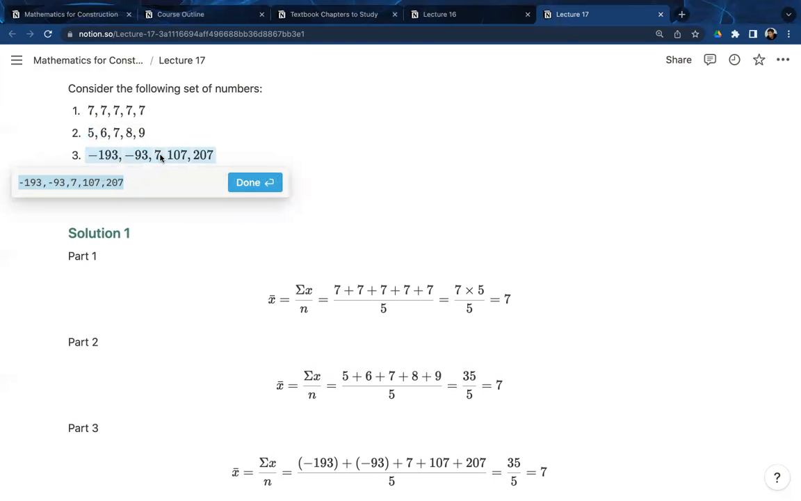But look at this one, the last one. The mean is 7, but where's the deviation from the mean? It's 200 in this direction and 200 in the next direction, right? There's a lot of spread happening here.